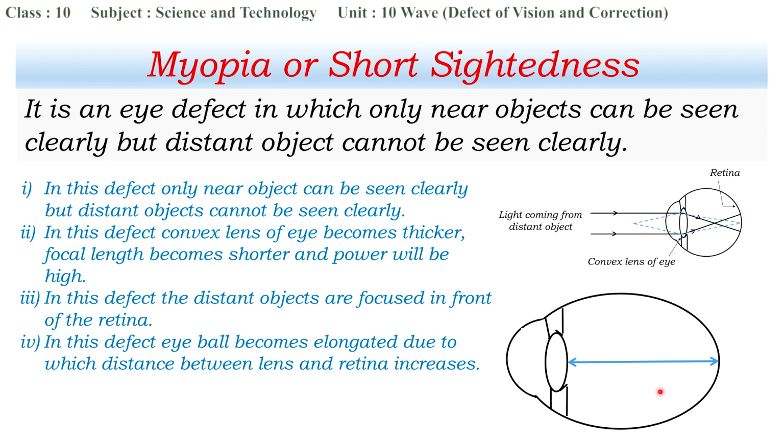These are the important characteristics of myopia. Near objects can be seen clearly, distant objects cannot be seen clearly. Another is that the lens is thick, power is more, focal length is short. Another is that distant objects are focused in front of the retina. Another is the elongated eyeball. These are the major characteristics of short-sightedness.